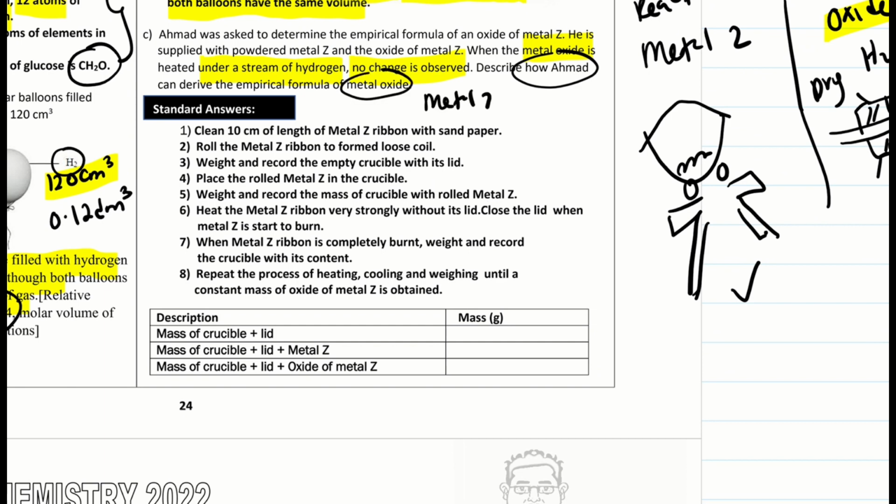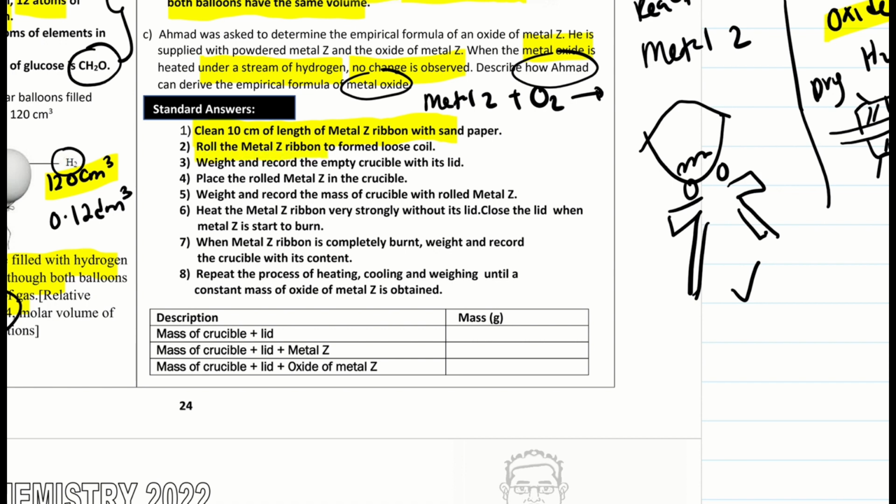We take the metal Z to react with oxygen to produce oxide of metal Z. So how to describe the experiment? You need to describe the procedure. The first procedure: clean a 10 cm length of metal Z ribbon with sandpaper.